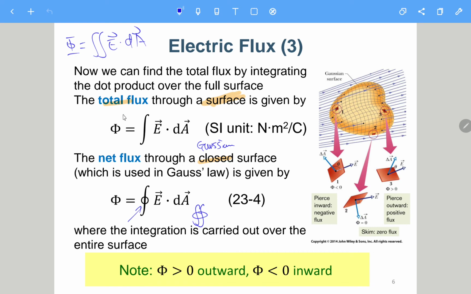And of course, the SI unit for the net flux and the total flux are the same. This one is for E. For E, the SI unit is N over C, newtons per coulomb, and dA is meter squared. So the SI unit for the flux will be N m squared over C. So this is the definition of the total flux.